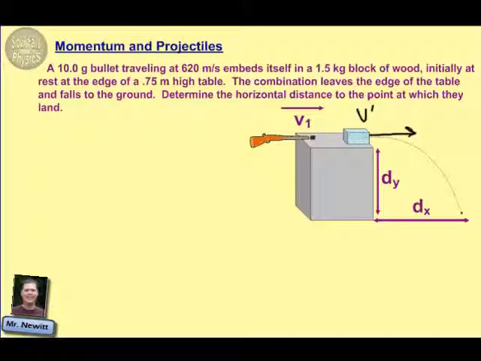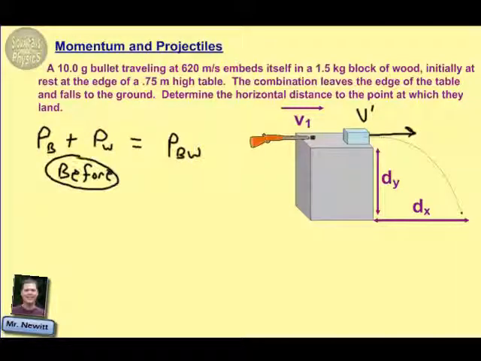Now, the way that we'll find V prime will be by using our conservation of momentum. So what we know is that the momentum of the bullet plus the momentum of the wood block before any type of collision has to equal the momentum of the bullet and wood block put together, because remember, this is going to be an inelastic collision at the end. So again, the left side of our equation is before the collision happens between the bullet and block. The right side is after the collision between the bullet and block.